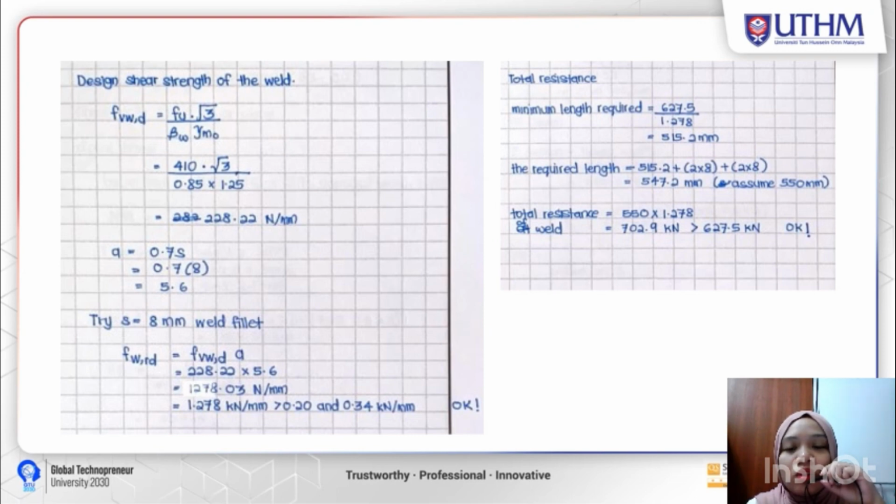And next, to get the total resistance, we will need the value of minimum length required and the required length, and for the total resistant weld that we will get over here is 702.9 kilonewton, which is bigger than 627.5 kilonewton, therefore it is okay.